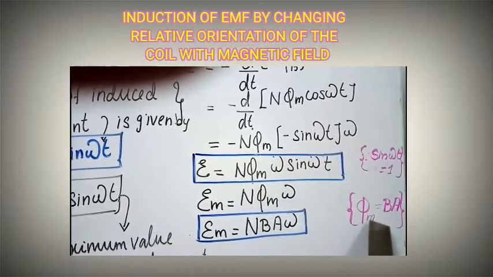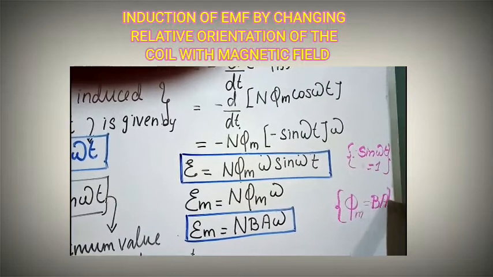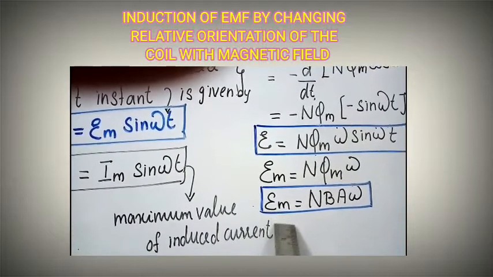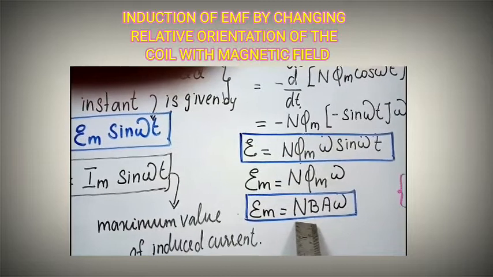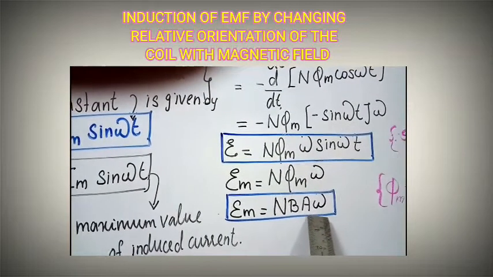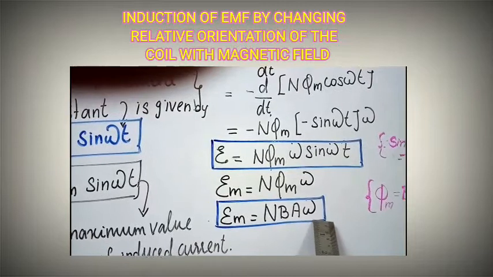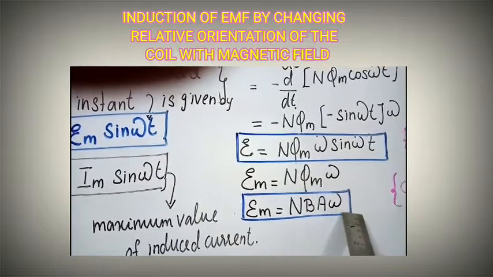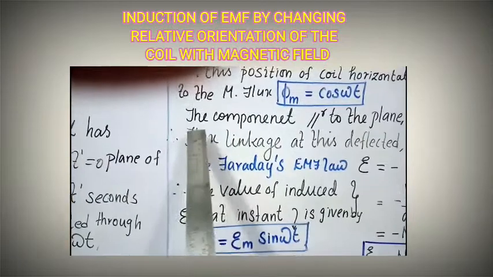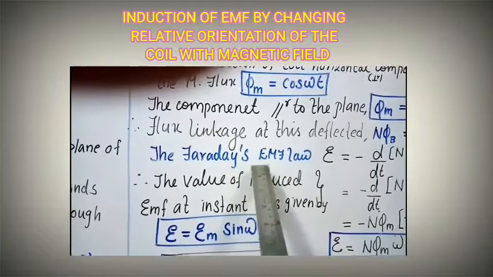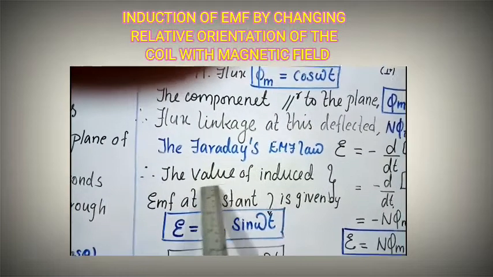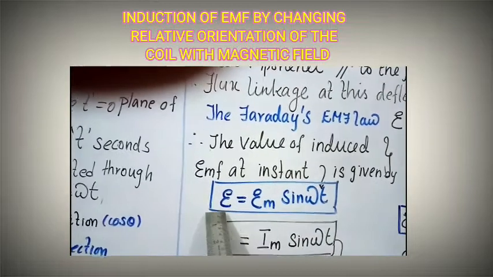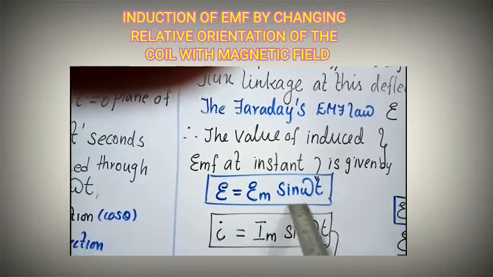Here the value of phi m is equal to BA, the magnetic flux times the area of the coil. The maximum EMF Em is equal to the number of turns, magnetic field, area of the coil and angular velocity omega. Em is equal to N B A omega. By Faraday's law, the value of induced EMF at any instant is given by the formula E equal to Em sin omega t.